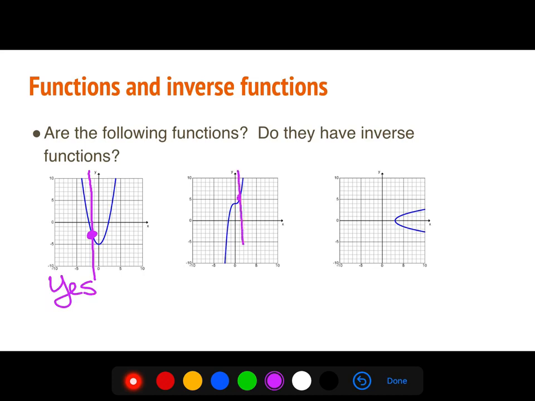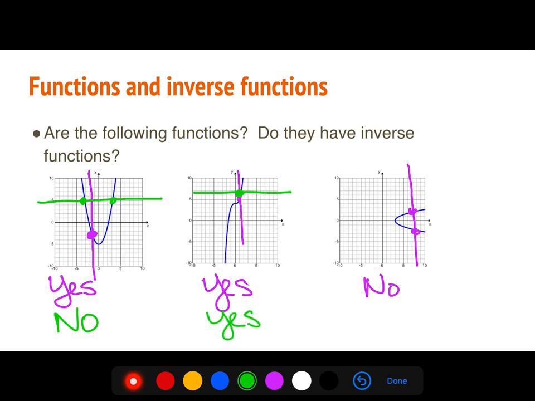Here we go. Here are some nice graphs. First of all, we're going to check to see if these are functions. That's the vertical line test. Draw a vertical line, it crosses one time, so yes, it's a function. Draw a vertical line, it crosses one time, so yes, it's a function. Draw a vertical line, it crosses two times, so no, it is not a function.